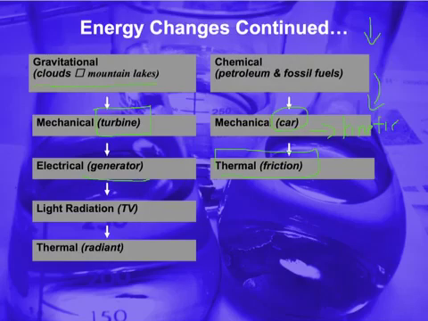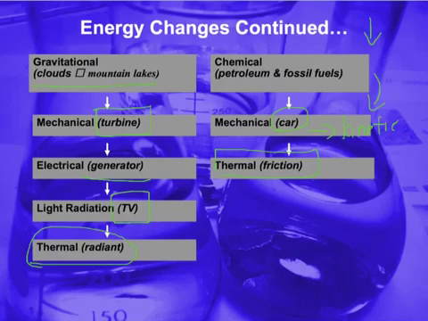This then powers our home through lights and TV, but as well, a lot of energy is wasted as thermal energy or as heat. Now you notice that on both sides, the end product is thermal energy, friction, or heat, because most energy transformations on Earth are not 100% efficient and generate heat as a waste byproduct.